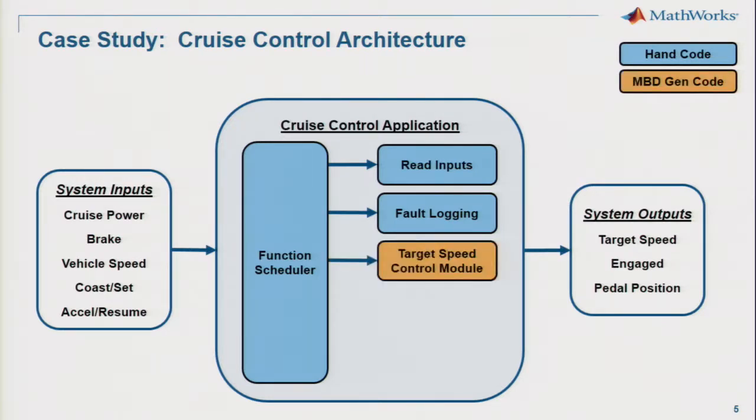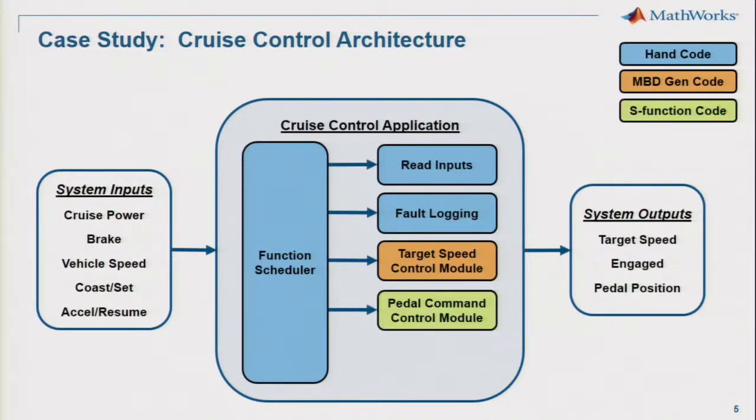And we'll then have a completely model-based generated code component, which will be our target speed control module. Okay. And then this will be, again, kind of our hybrid model with S function code in it. And then last, we'd be writing the outputs.